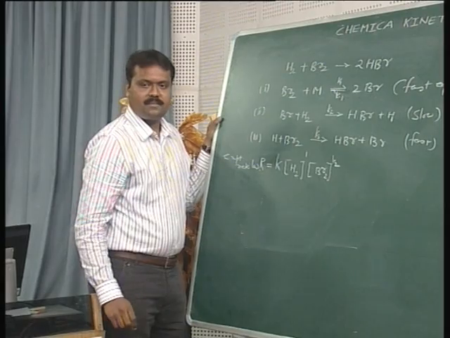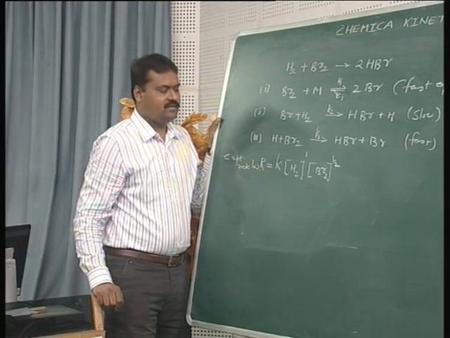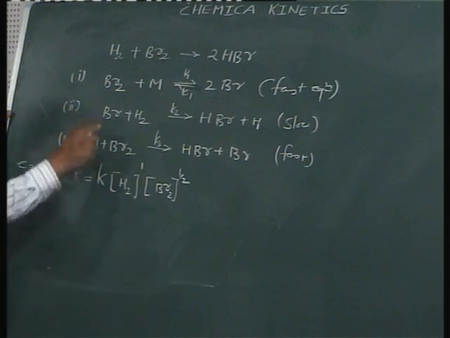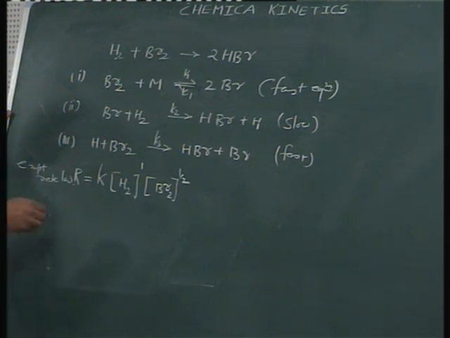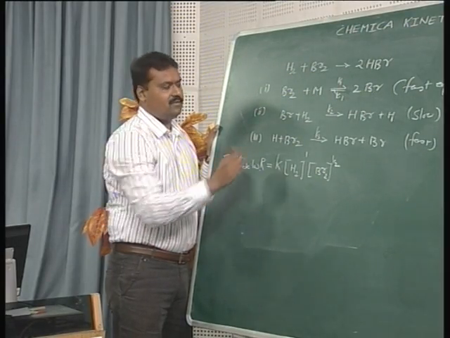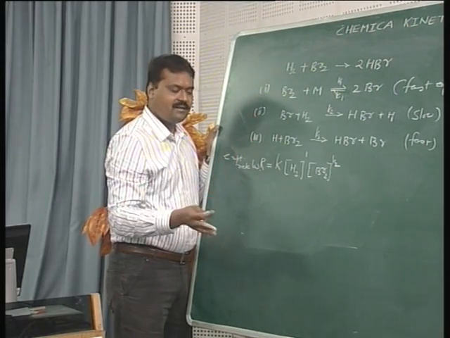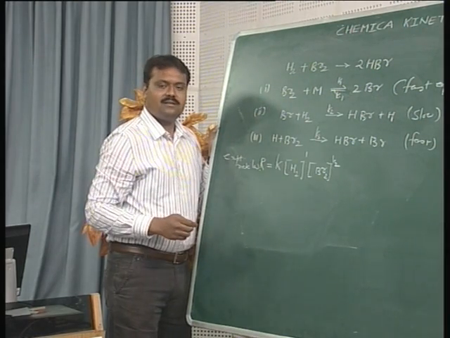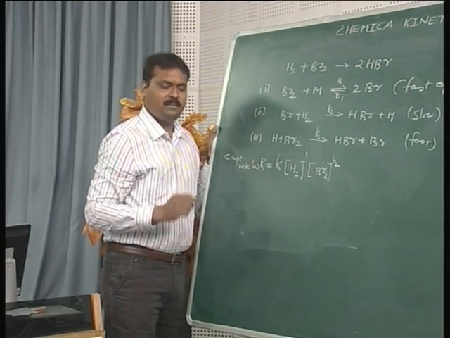Our intent is to establish the relation between this experimental rate law, that is the experimental rate constant, as well as the rate constant which we derive from the mechanism. Now how can one derive the rate law from the given mechanism? That is the question. If we derive the rate law from the given mechanism, then we can establish the relation between the experimental rate constant and the rate constant derived from the mechanism.